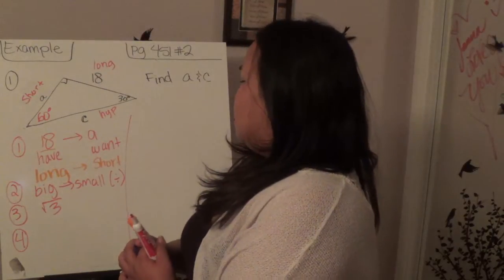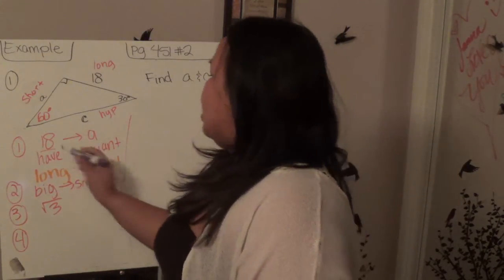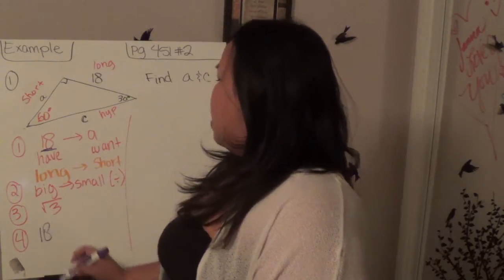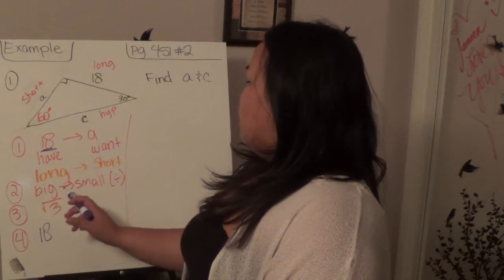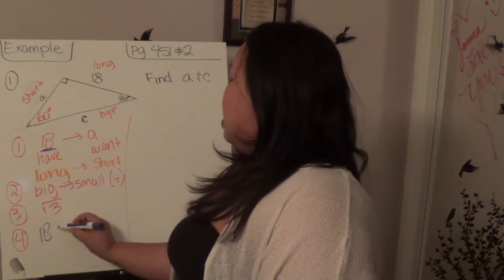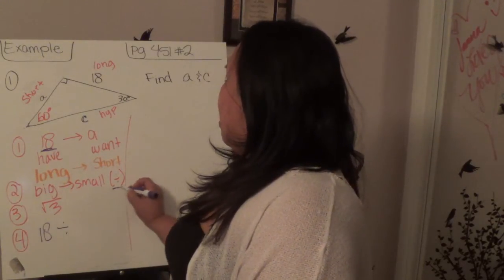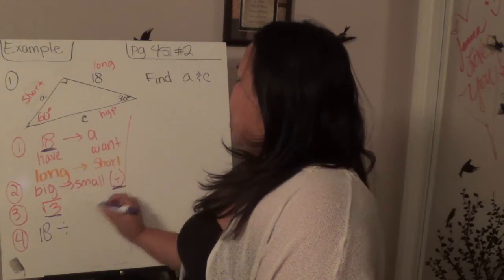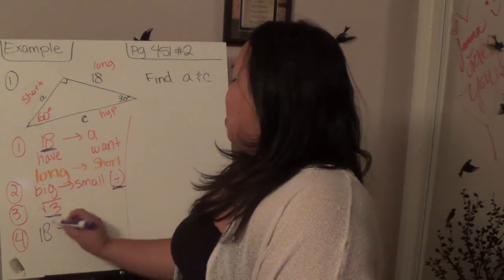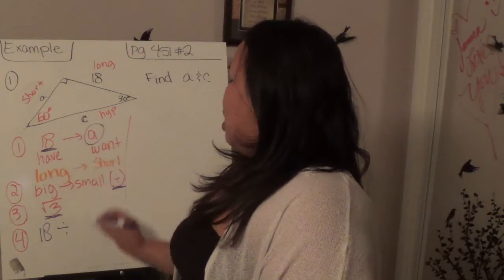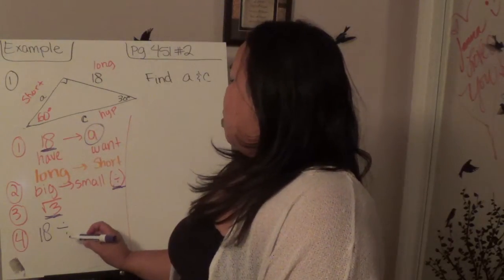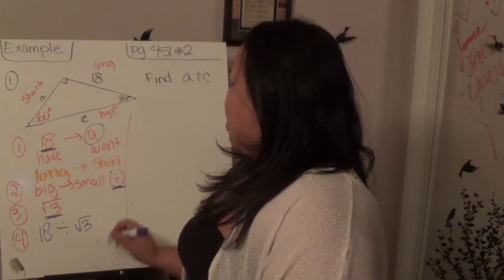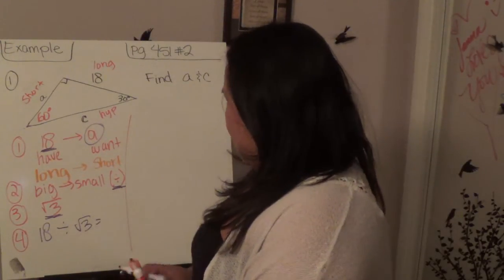Okay. So what that means is I'm going to take 18, the number from the first one, and it goes long to short. I'm going big to small, so I'm going to divide it by this number. So I'm going to take the number it's given and divide it by this number, and it should give me A. So 18 divided by root 3, and your answer should be 10.6.